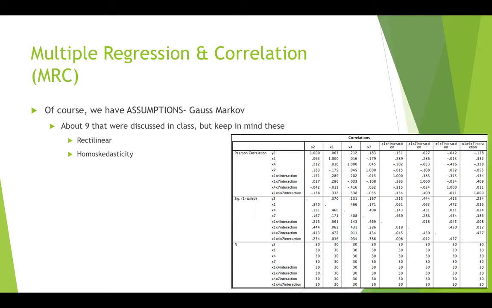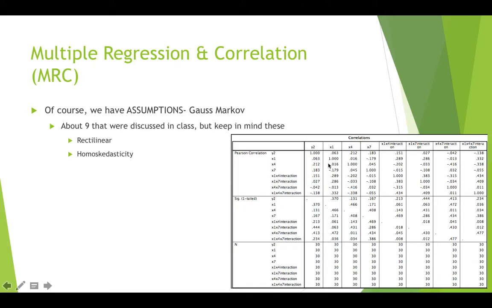And of course, as with anything, we have to start off with some assumptions. Now, we went over about 9 assumptions in class, but for right now, I'm going to capitalize on rectilinearity and homoscedasticity. Like I said in the slide before, we want to make sure that our equation and our data is more linear. We want to make sure that it's going in more of a straight pattern than kind of all over the place or squiggles or anything like that. And homoscedasticity, I'll get into that a lot more.